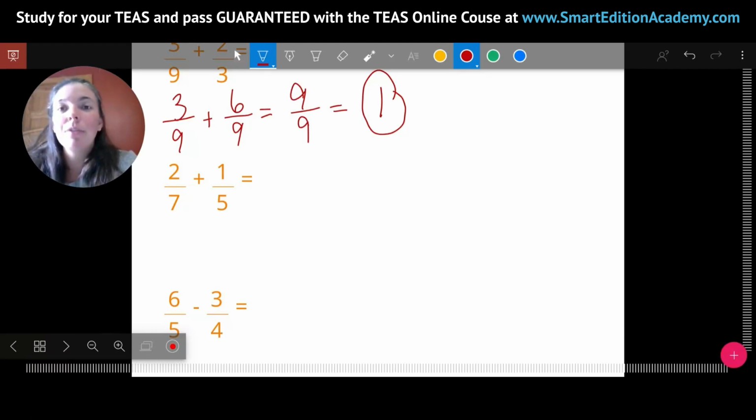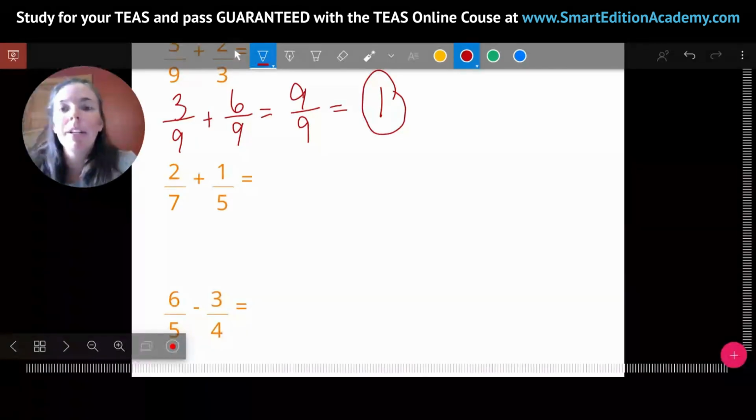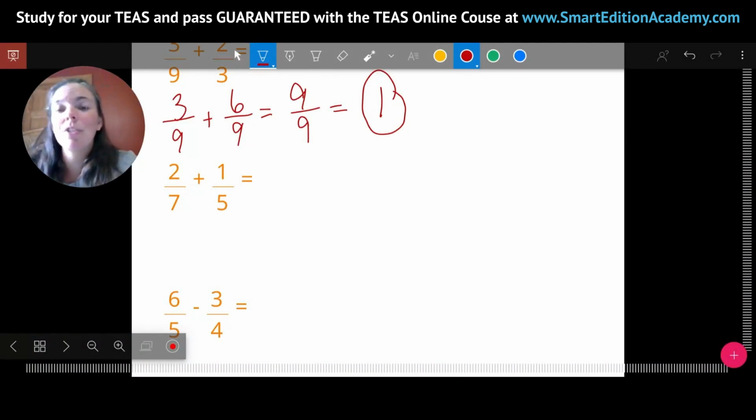A little shortcut or a quick way to think about it, and it really works for any set of denominators you need to use, is that you could always just multiply the denominators to get the common denominator, 35. It won't always be the least common multiple, but it'll always be one that works, and then you might just have to simplify later. So if we multiply 7 times 5, we get 35.